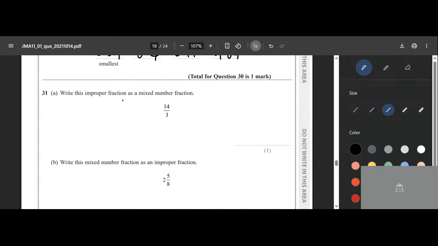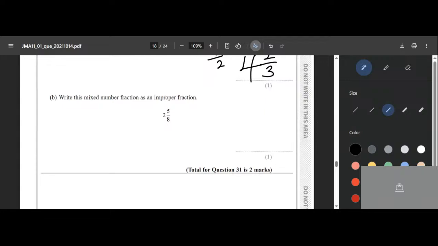Write this improper fraction as a mixed fraction. So 14 divided by 3. 3 goes into 14 4 times because of 12. Then we are left with 2. So 3 cannot divide 2. So it is 4 as the whole number. Then we are left with 2 over 3.